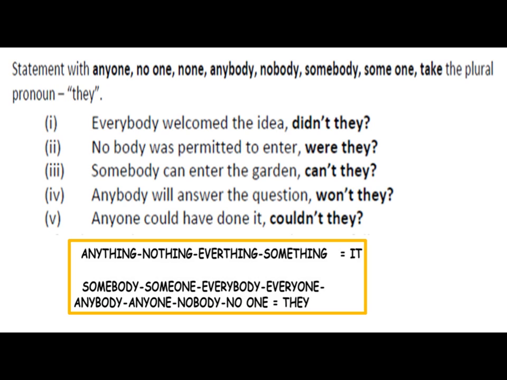Statements with anyone, no one, none, anybody, nobody, somebody, someone take the plural pronoun they. Everybody welcomed the idea, didn't they? Nobody was permitted to enter, were they? Somebody can enter the garden, can't they? Anybody will answer the question, won't they? Anyone could have done it, couldn't they? Anything, nothing, everything, something: we have to use the pronoun it. For the words somebody, someone, everybody, everyone, anybody, anyone, nobody, no one, we have to use the pronoun they.